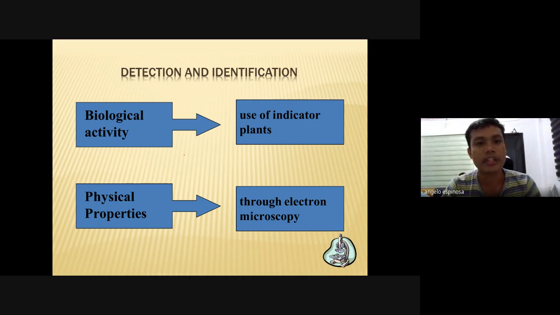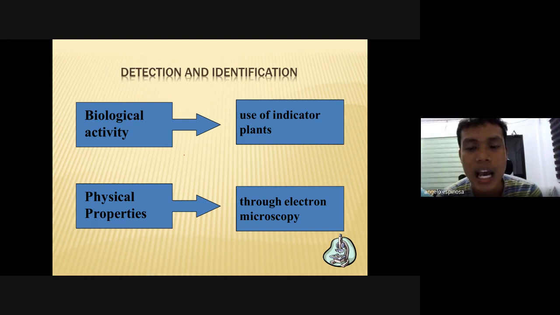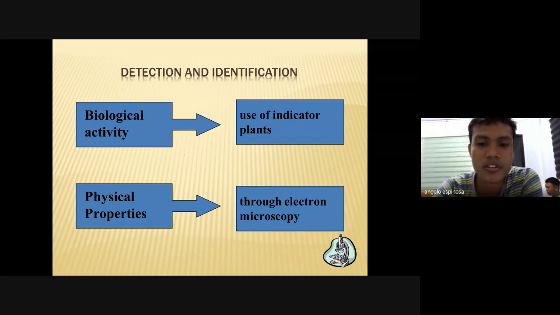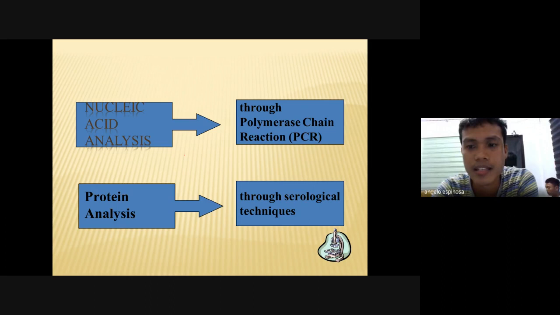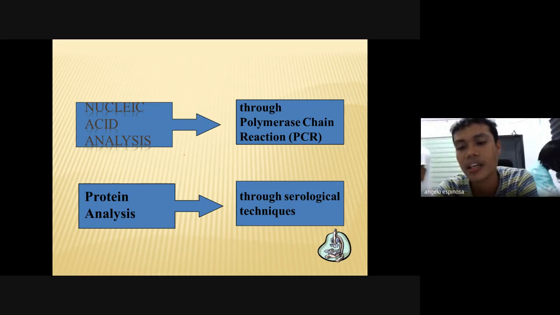So we have also detection and identification. We have biological activity, ang detection, but it is identified by use of indicator plants. We have also physical properties. Ang kanyang identification is through electron microscopy. Okay? Nucleic acid analysis is through polymerase chain reaction. Okay, so nagkakaroon ng polymerase chain reaction in the DNA, in the deoxyribonucleic acid. Okay? And we have the protein analysis through serological techniques. Kukuha ka ng sample, and then yun. Okay? And we have this ELISA.